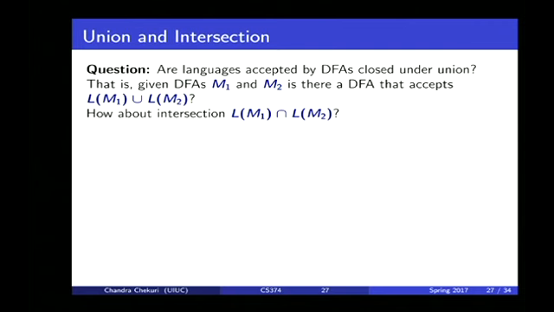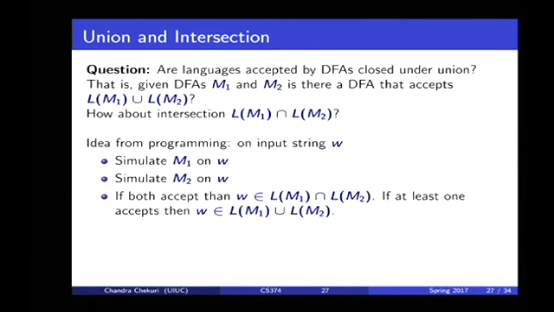And how did we think about this? We said, well, from a programming point of view, what we want is that if you have a string, we can think of it as, oh, let's run the first DFA on that string, let's run the second DFA on that string, and if both accept, it's in the intersection, right? But the trouble is that we want a DFA, right? Not a program, which is very powerful.